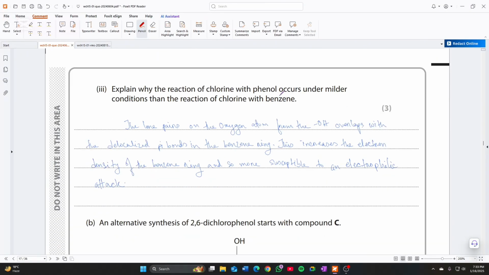Explain why the reaction of chlorine with phenol occurs under milder conditions than the reaction of chlorine with benzene. Chlorine will readily react with phenol, but not with benzene. The reason is that phenol has an OH, and there are two lone pairs on the oxygen atom. These lone pairs will overlap with the delocalized pi bonds in the benzene ring, and this increases the electron density inside the ring. Since the electron density increases, the ring is more susceptible to electrophile attack. Chlorine is an electrophile, so it will attack more easily than with benzene alone.